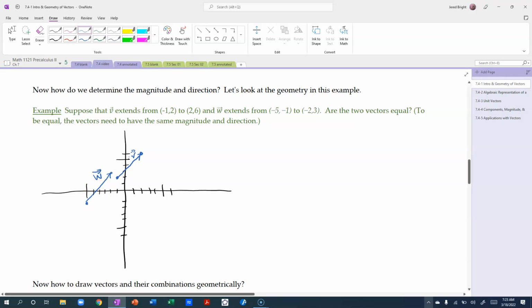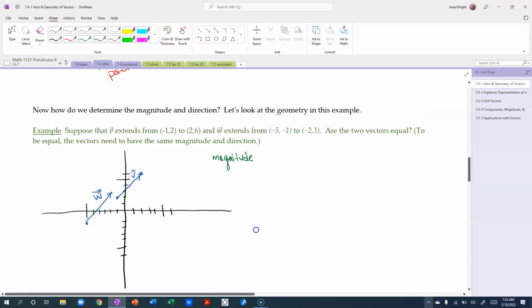Okay, and so the question is, are these two vectors equal? I was wondering what it meant to be equal, and it says, okay, so finish reading, Professor Bright. For the vectors to be equal, we need to have the same magnitude and the same direction. Okay, well, my first question is magnitude. How do I find magnitude?